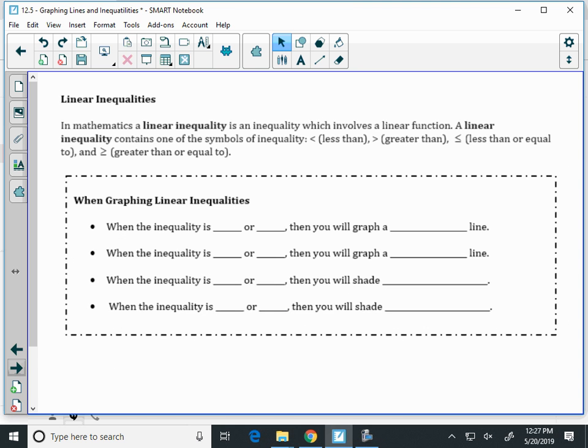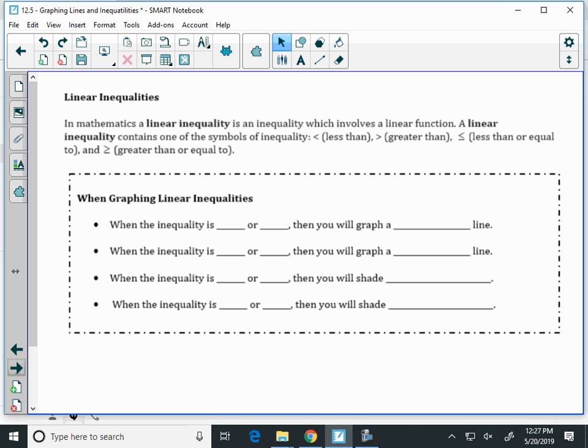On the next section, we are going to talk about our linear inequalities. Again, this will be on your exam that you are going to take in less than about a week. Alright? In math, a linear inequality is an inequality which involves a linear function. A linear inequality contains one of the symbols, either less than, greater than, less than or equal to, or greater than or equal to. We generally will graph a linear inequality just like we would do a regular linear equation. There's just a few things that we have to do a little bit differently because it is an inequality.